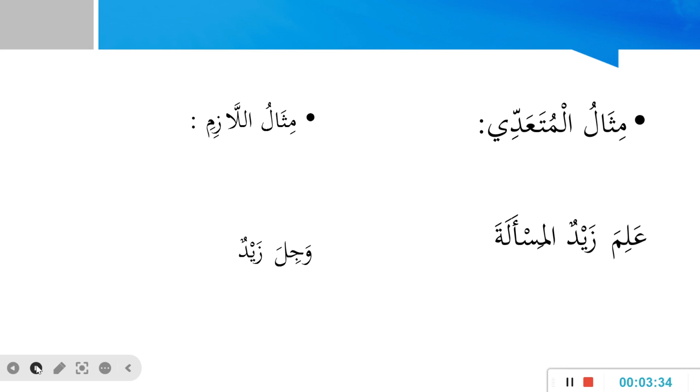And the lazim, it is intransitive. So an example is wajila Zaid. The verb wajila is intransitive because even if it will receive an object, we must add one of the prepositions that we have. We must add it before it can be meaningful, and that is that about the transitivity pattern.